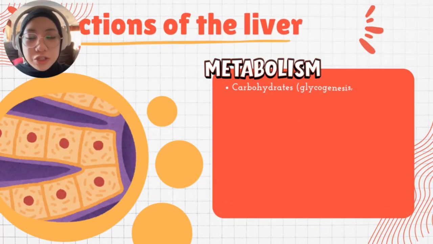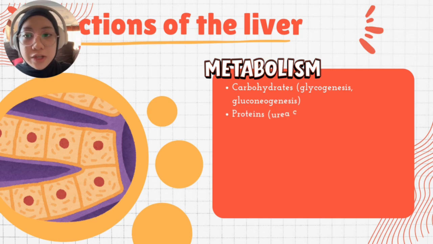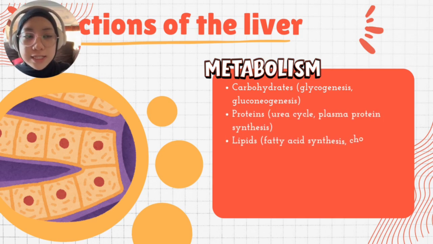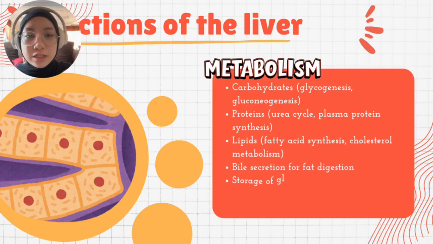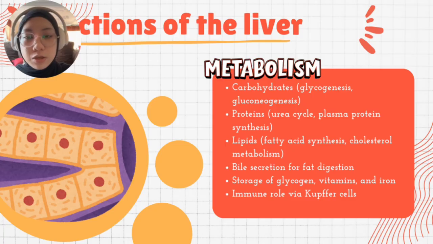Now, let's move on to the function of the liver. Physiologically, the liver is important for maintaining homeostasis. It plays a major role in metabolism, digestion, storage, and immunity. In digestion, the liver produces bile, which is necessary for emulsification and absorption of fats. In metabolism, the liver regulates blood glucose level through glycogenesis, glycogenolysis, and also gluconeogenesis.